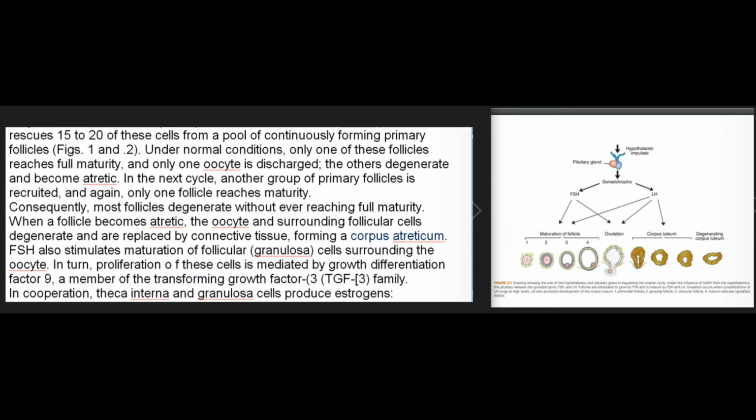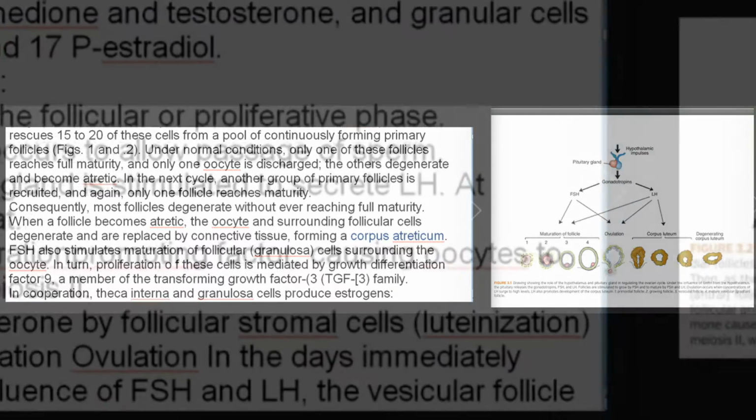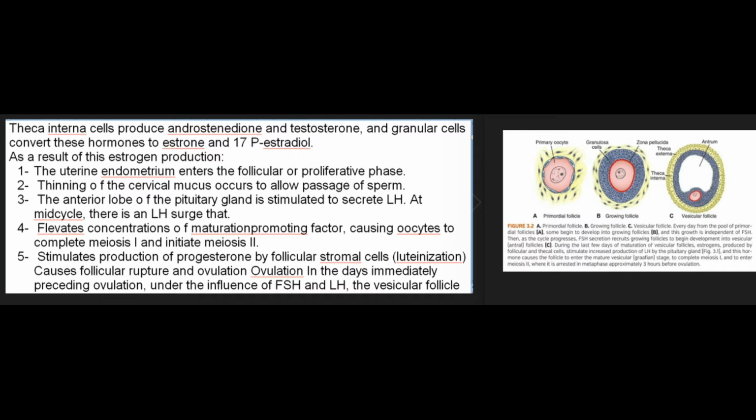In turn, proliferation of these cells is mediated by growth differentiation factor 9, a member of the transforming growth factor beta, TGF-beta, family. In cooperation, theca interna and granulosa cells produce estrogens, theca interna cells produce androstenedione and testosterone, and granulosa cells convert these hormones to estrone and 17-beta-estradiol. As a result of this estrogen production, 1. The uterine endometrium enters the follicular or proliferative phase. 2. Thinning of the cervical mucus occurs to allow passage of sperm.